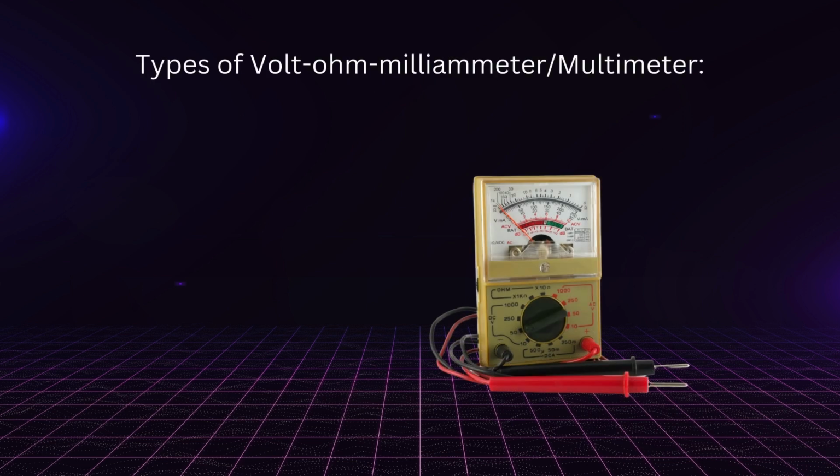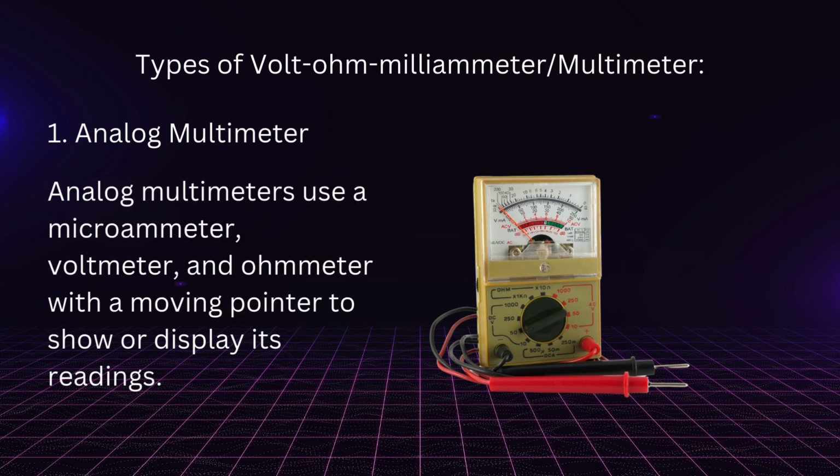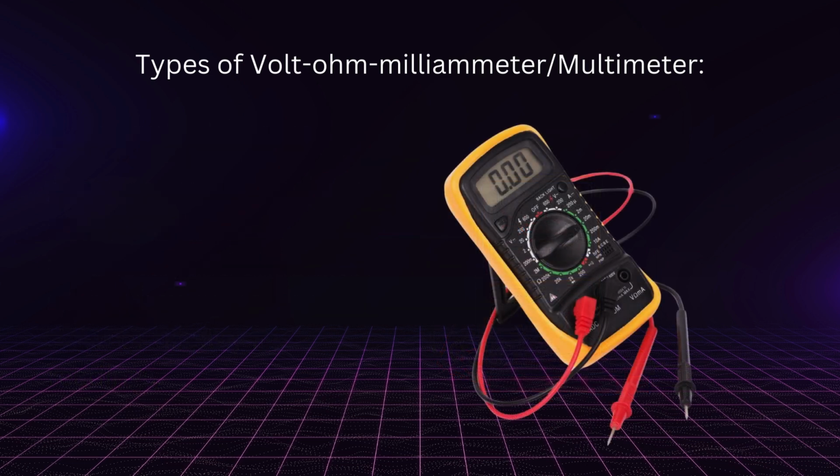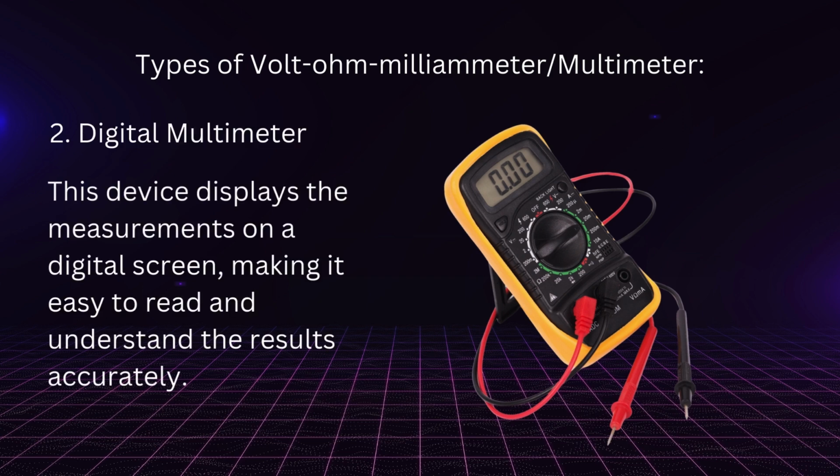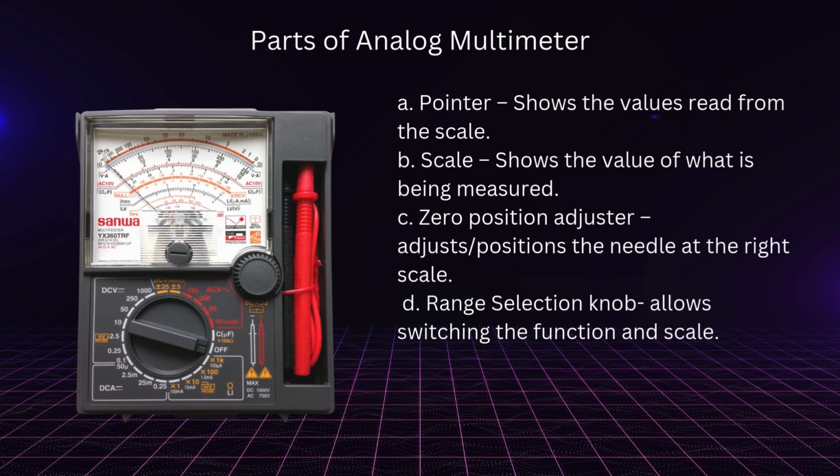For the types of volt-ohm-milliammeter/multimeter, number 1. Analog multimeter. Analog multimeters use a microammeter, voltmeter, and ohmmeter with a moving pointer to show or display its readings. Number 2. Digital multimeter. This device displays the measurements on a digital screen, making it easy to read and understand the results accurately. For the parts of analog multimeter.